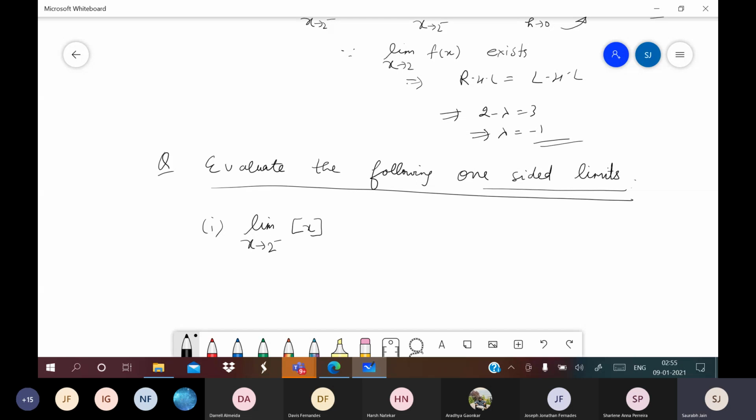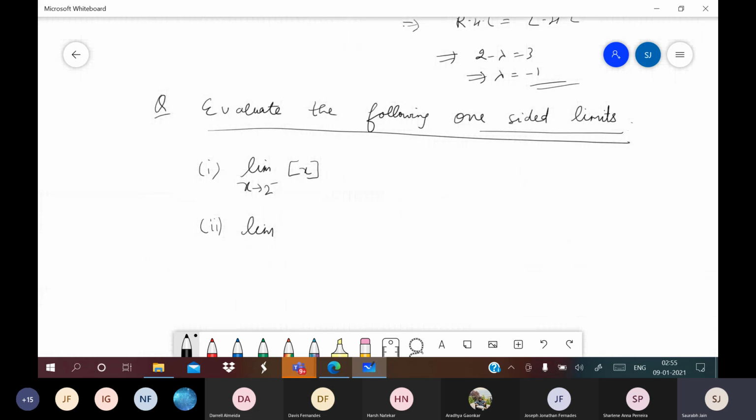Suppose this is the question, okay. Limit x tends to 2 minus, and this is for greatest integer. Or the question can be limit x tends to 1 plus, x square minus 1 upon x minus 1, okay. Sometimes they can ask the question like this. That is why I have given the heading one-sided limits. So if that is the case, you just find that limit and give the answer.